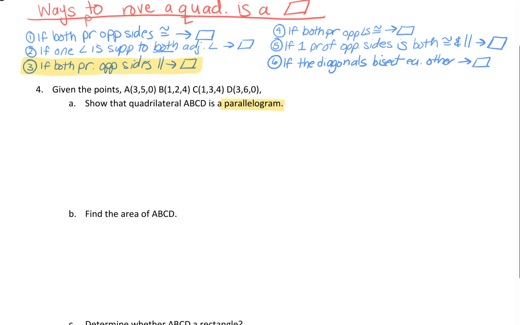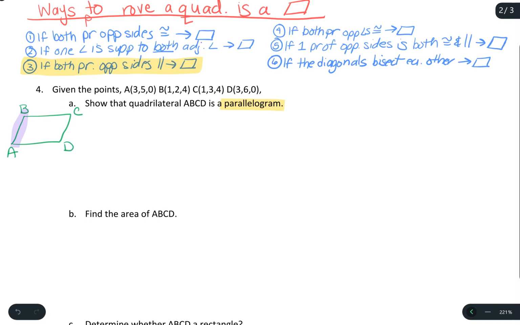Also, I want you all to notice, this is very, very important. It says show that quadrilateral ABCD is a parallelogram. So you know that it goes in the order of A, B, C, and D. So I would recommend drawing a little sketch of the diagram, okay? So A, B, C, D. I'm not actually graphing it, but I know that it goes in this order. So if I'm finding opposite sides, I will know that AB is opposite CD. And I also know that BC is opposite AD.